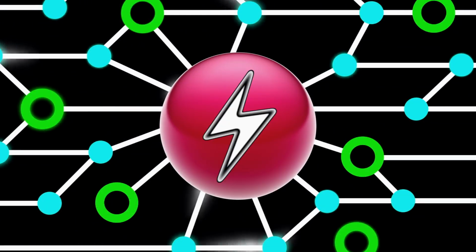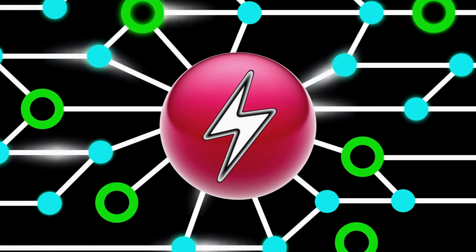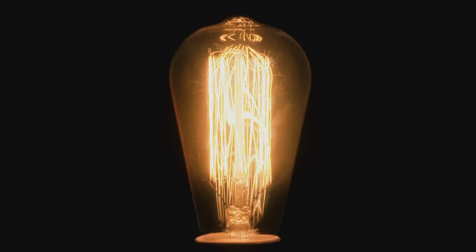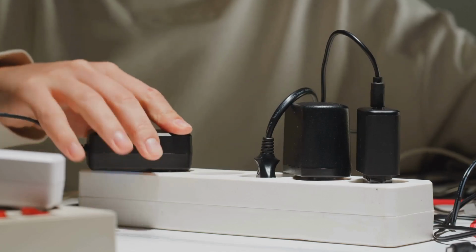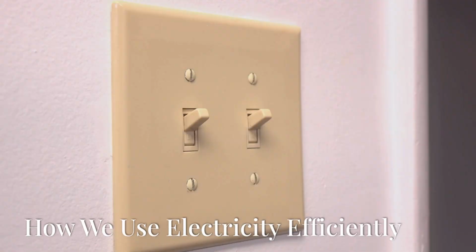Once the electricity gets to your device, it powers it by making electrons flow through the circuits inside. Whether it's lighting up your TV, running your blender, or charging your phone, electricity is the unseen force that keeps everything working.